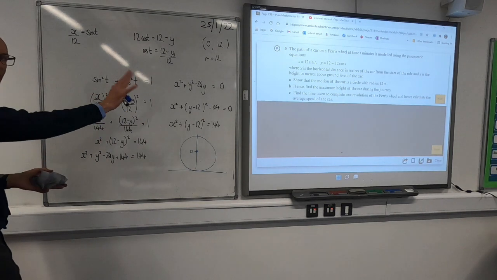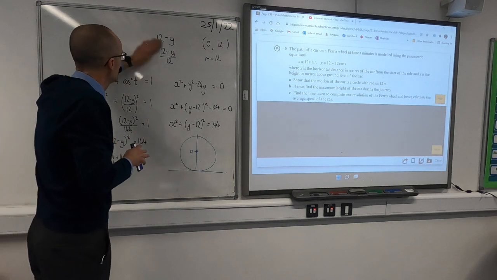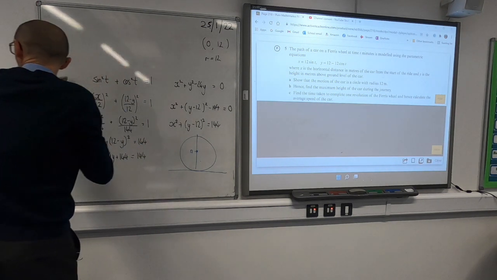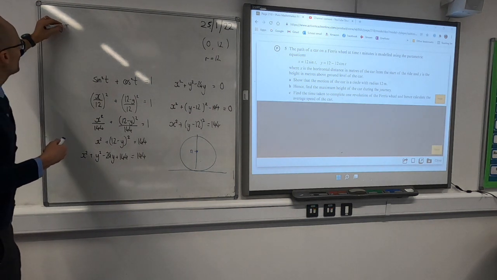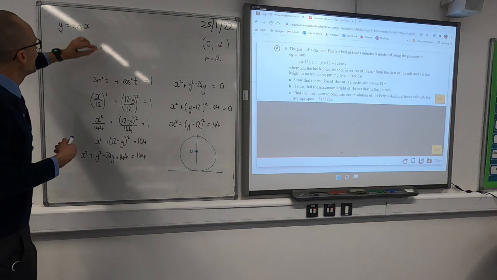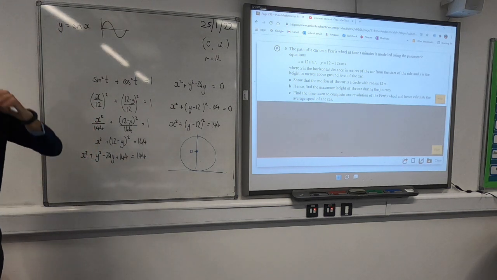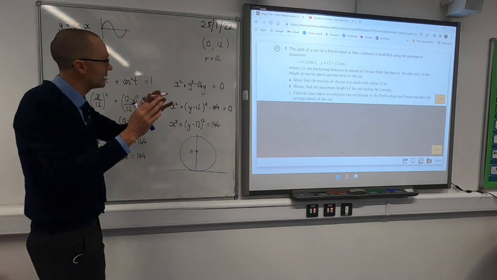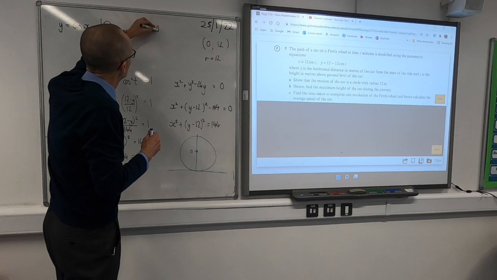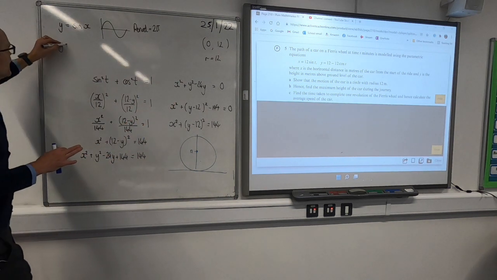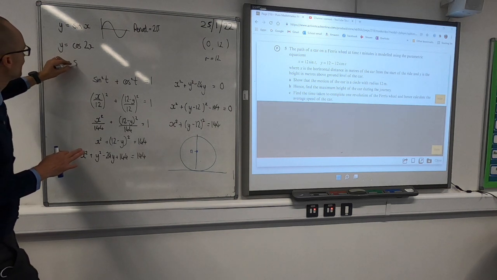So before we finish this question, I know I started this question with a bit of revision of circles. Before we finish this question, I just want to do a bit of revision of the period of trig functions. So if I've got y equals sine x, that's a graph which repeats every 360 degrees, or in radians, 2 pi. So the period of that is equal to 2 pi. Can I just get you to write down what the period of these functions would be?